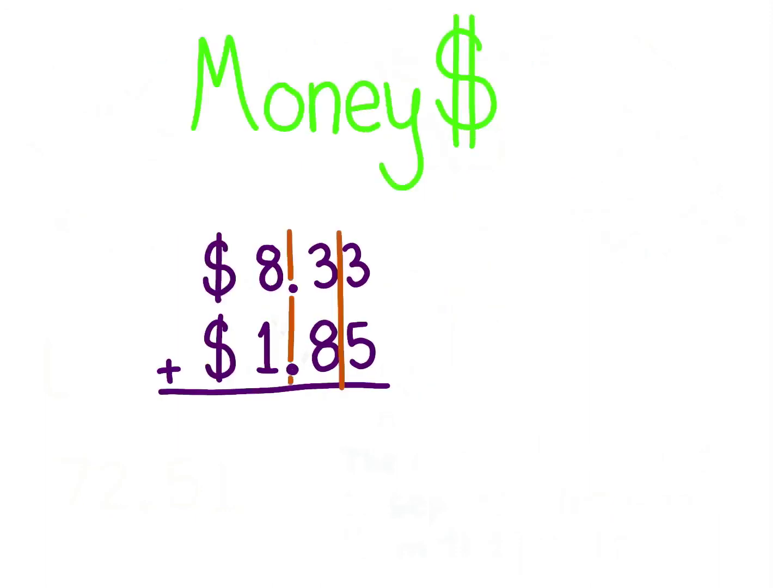Another great example of where we add decimals is with money. Let's say you walk into a store and you buy two things. One item is $8.33. The other is $1.85. When adding up the total sum, we need to line the two numbers up by place value. Our ones, our tens, and our hundredths.